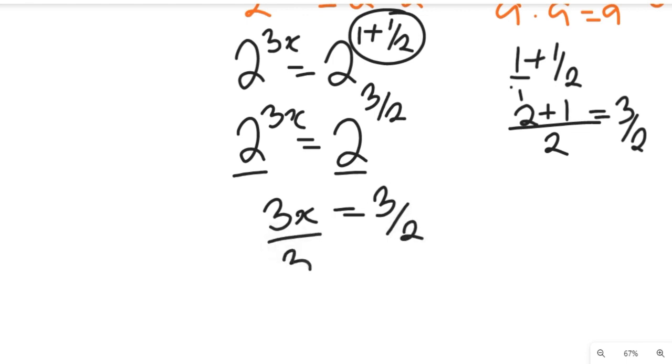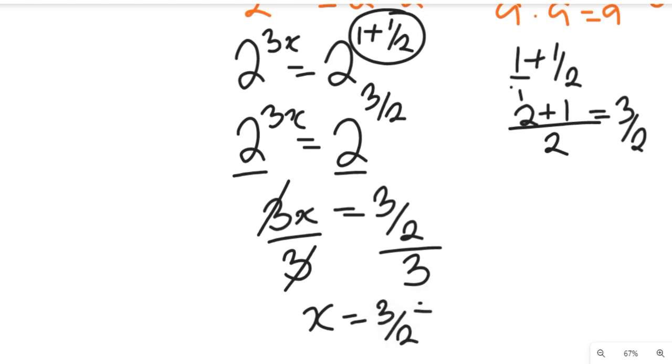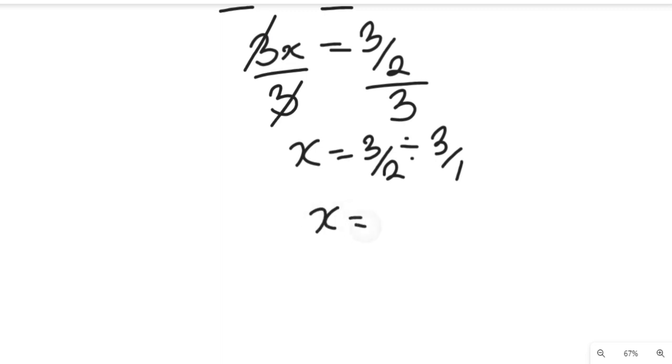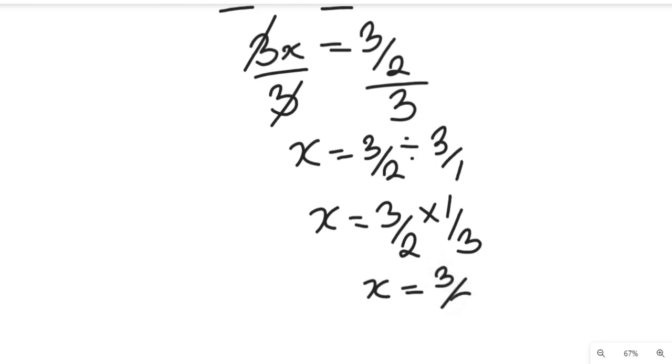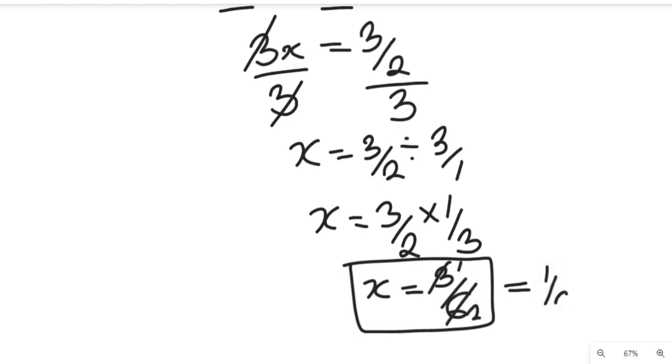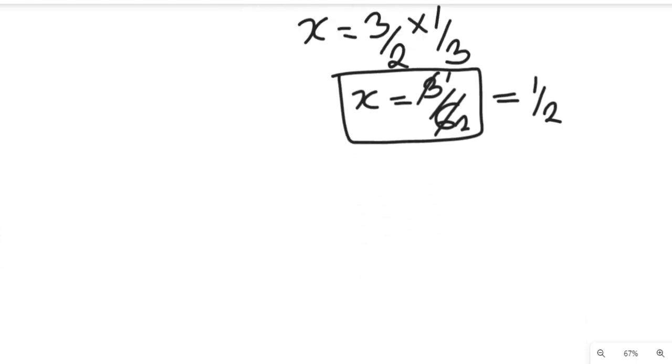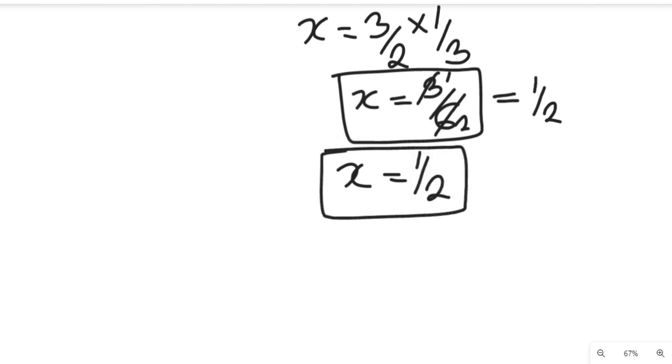So divide both sides by 3 to find the value of x. 3 will clear 3, and then we'll have x equal to 3 divided by 2, divided by 3 divided by 1, right? So our value for x will be equal to 3 divided by 2 multiplied by 1 divided by 3. So x will be equal to 3 divided by 2 times 3, which gives us 6. So we'll have 3 divided by 6, which is 1 divided by 2. So our value for x that satisfies that exponential equation is x equal to 1 divided by 2.